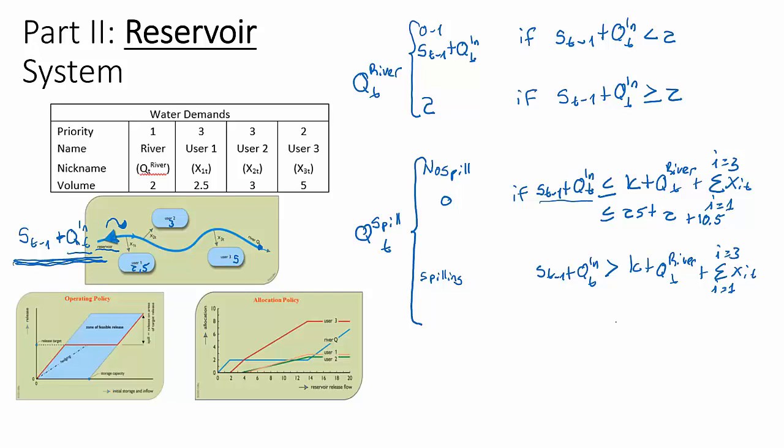Now, how much water will it be spilling? It will be spilling this minus this. It will be spilling that extra amount of water. So it will be spilling ST minus 1 plus Q in.